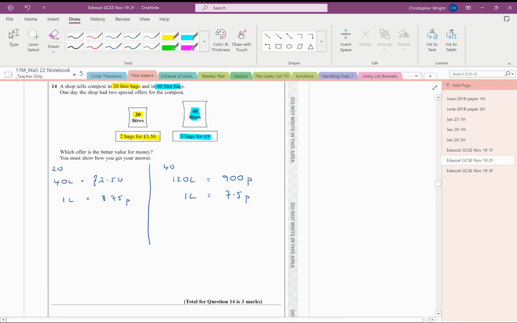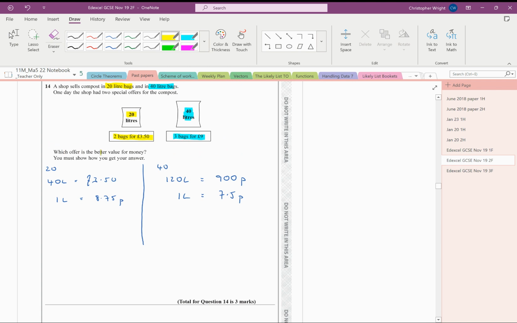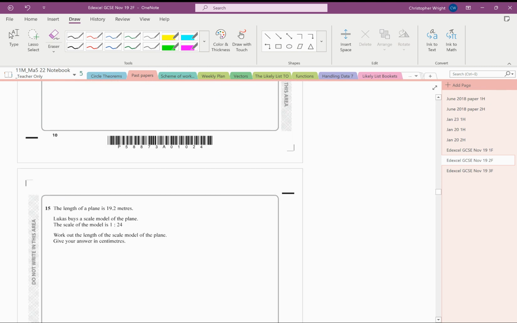So, what's the question? Which offer is the better value for money? Answer: better value, the 40 litres. There we go. That's question 14.